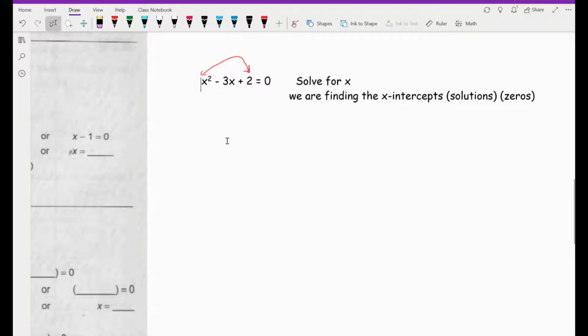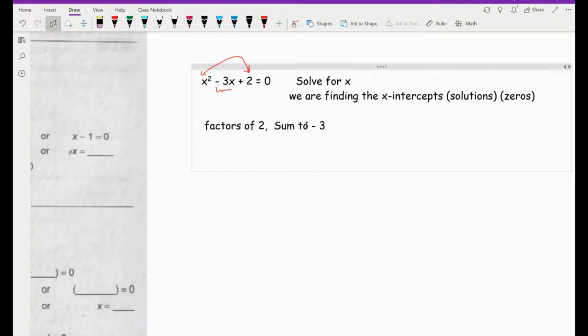The factors of 1 times 2 is 2. So we need to find the factors of 2, and they must sum to the middle term. And the middle term is of course negative 3. Let two numbers multiply to 2, but sum to negative 3. If we have two negatives multiplying, we can sum them to a negative 3. If we had negative 2 and negative 1.